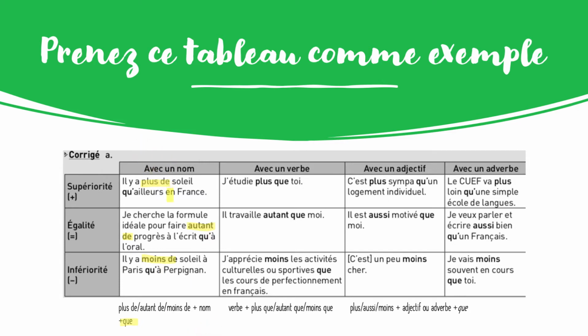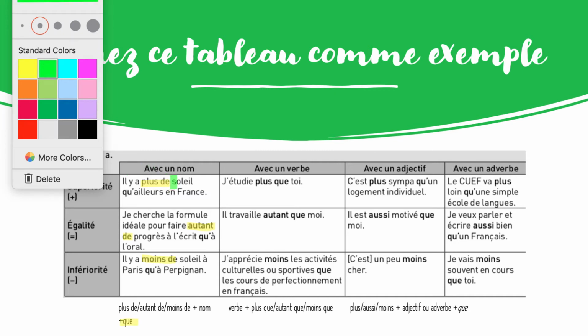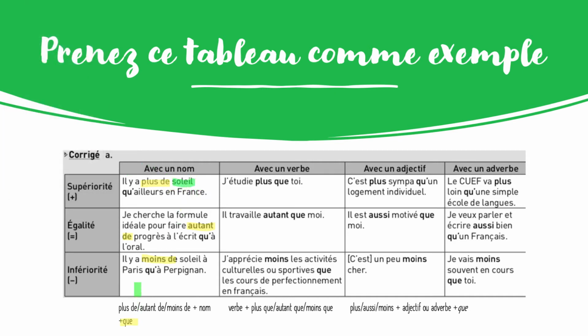All right, so when you're trying to compare a noun, let's just say you're trying to compare the fact that there is more sunshine elsewhere than in France. Il y a plus de soleil qu'ailleurs en France. Le soleil, so the sun, it being a noun in this scenario, you have to have a de before it. So you'll have your comparison word followed by de, right? Followed by the noun, and then followed by que.